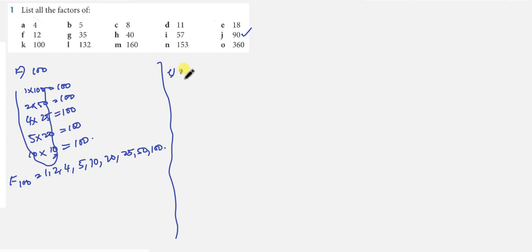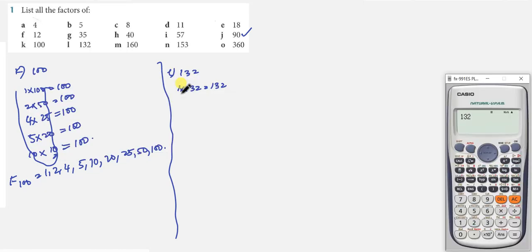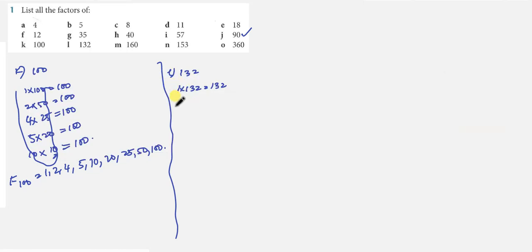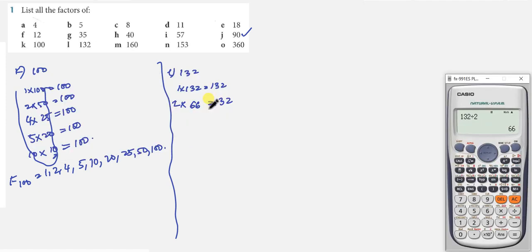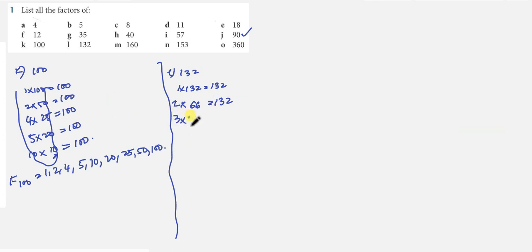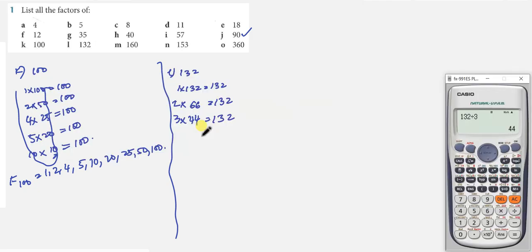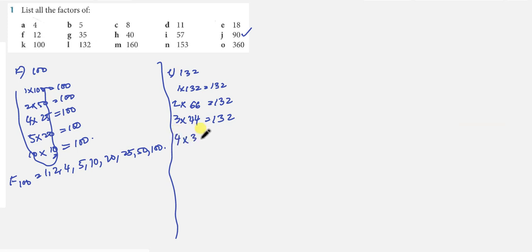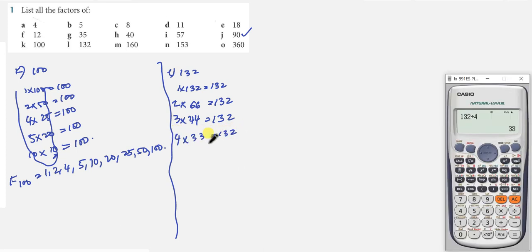The number is 132. So 1 times 132 is equal to 132. 132 divided by 2: 2 times 66 is equal to 132. 132 divided by 3: 3 times 44 is equal to 132. 132 divided by 4: 4 times 33 is equal to 132.